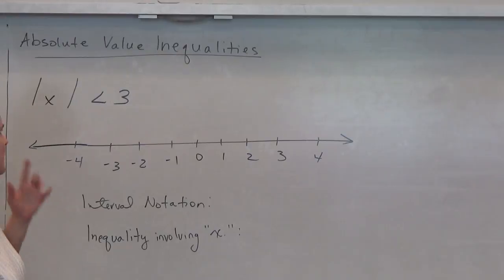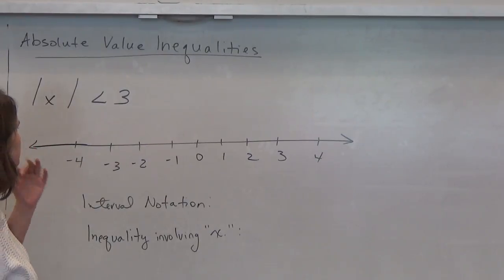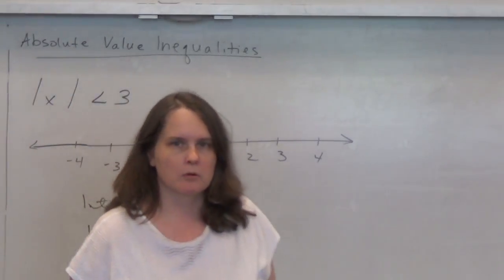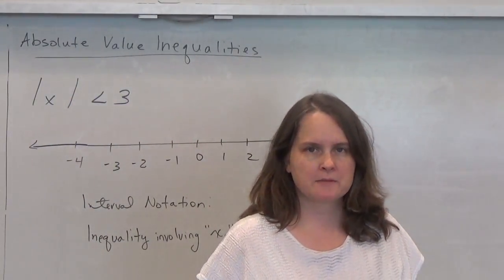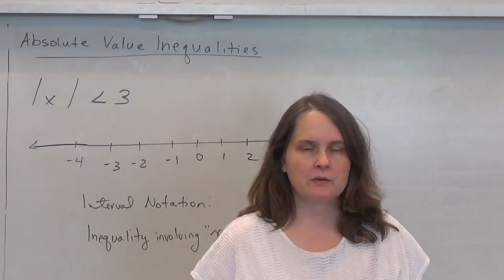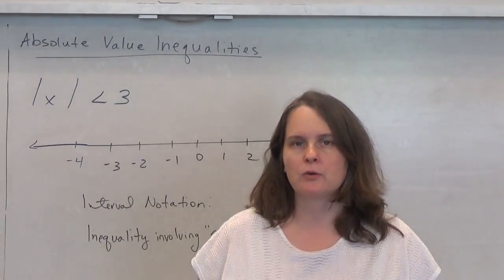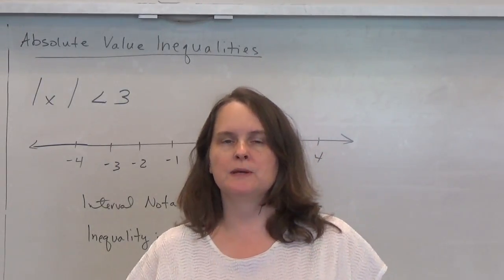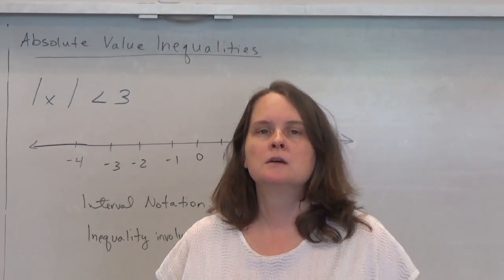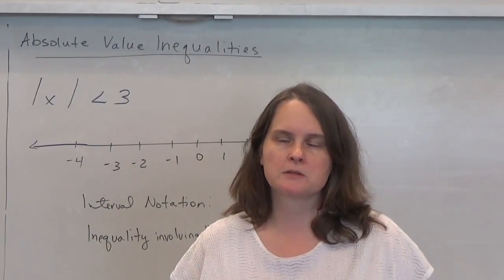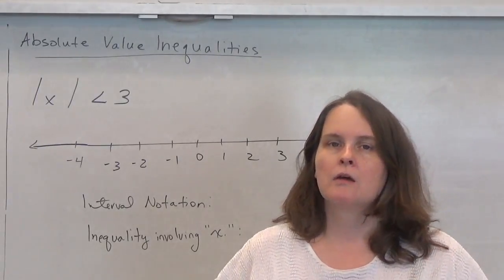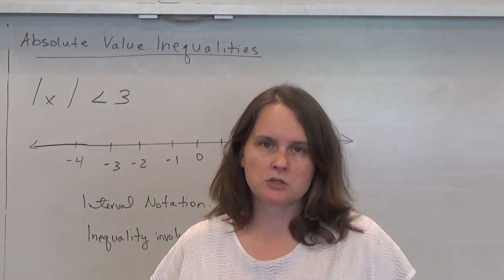So, the absolute value inequalities. What does it mean for the absolute value of something to be greater than or less than a number? First, let's talk about what absolute value means. In your notes, you should see that the absolute value of a number is defined to be a measure of its distance from 0 on the number line. So the absolute value of 3 and the absolute value of negative 3 are both equal to 3 because they're both a measure of distance.